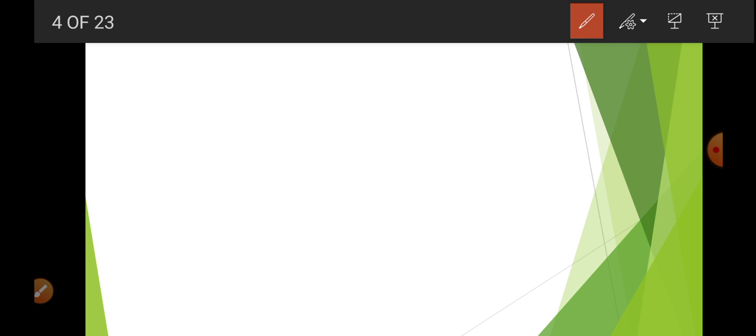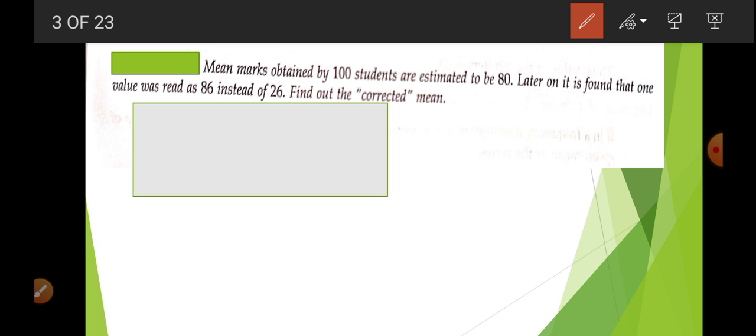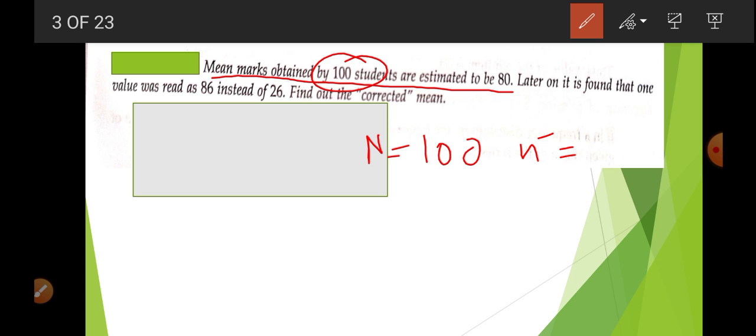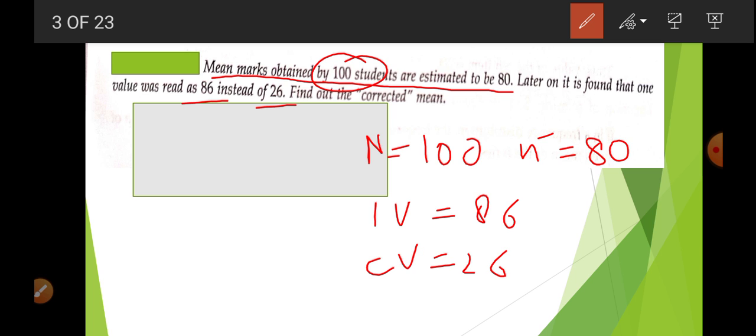So in this question, what is given? First of all, n is given 100, x bar is given 80. Mean marks of 100 students, that is, n is equal to 100. Mean marks of 100 students is 80, that is, x bar is equal to 80. Okay, and later on it is found that one value was read 86 instead of 26, that is, incorrected value is 86 and corrected value is 26.